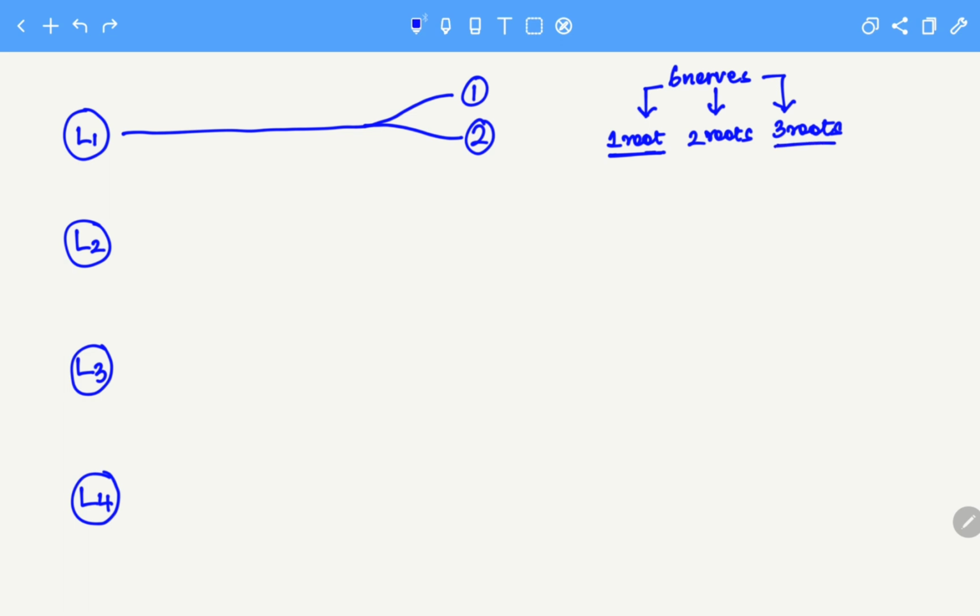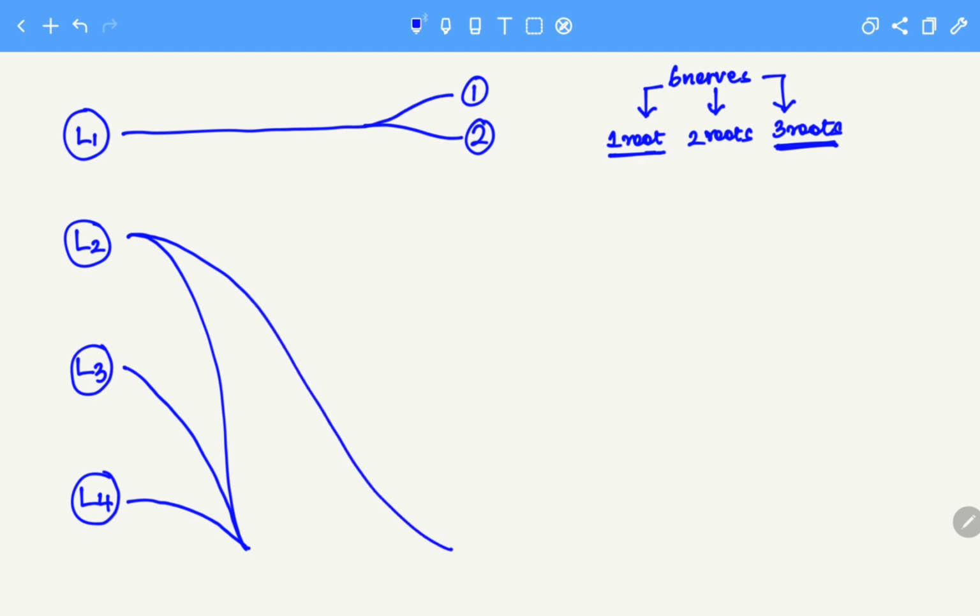Next we'll move to the third group wherein we have 2 nerves that emerge from 3 roots. This is the first nerve and then we draw the second nerve that emerge from 3 roots. So these are the 2 nerves that emerge from 3 roots, which is the third group.